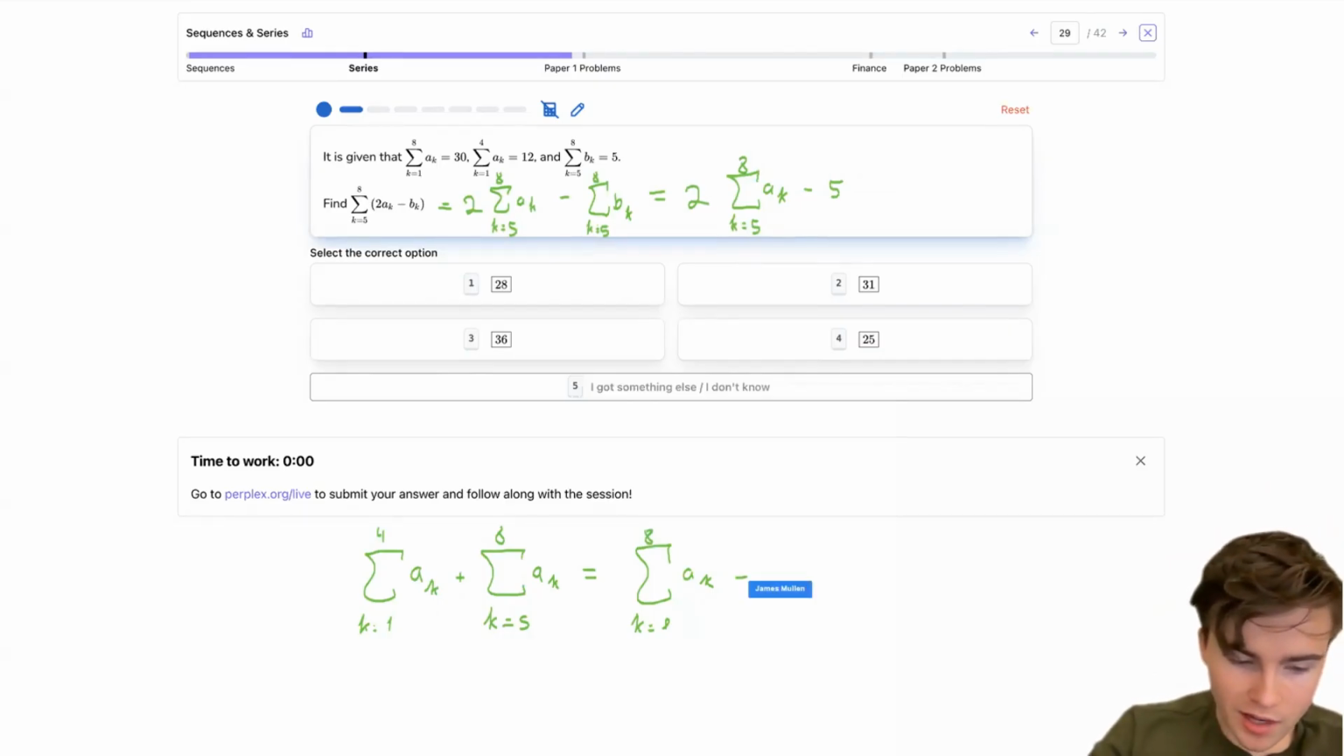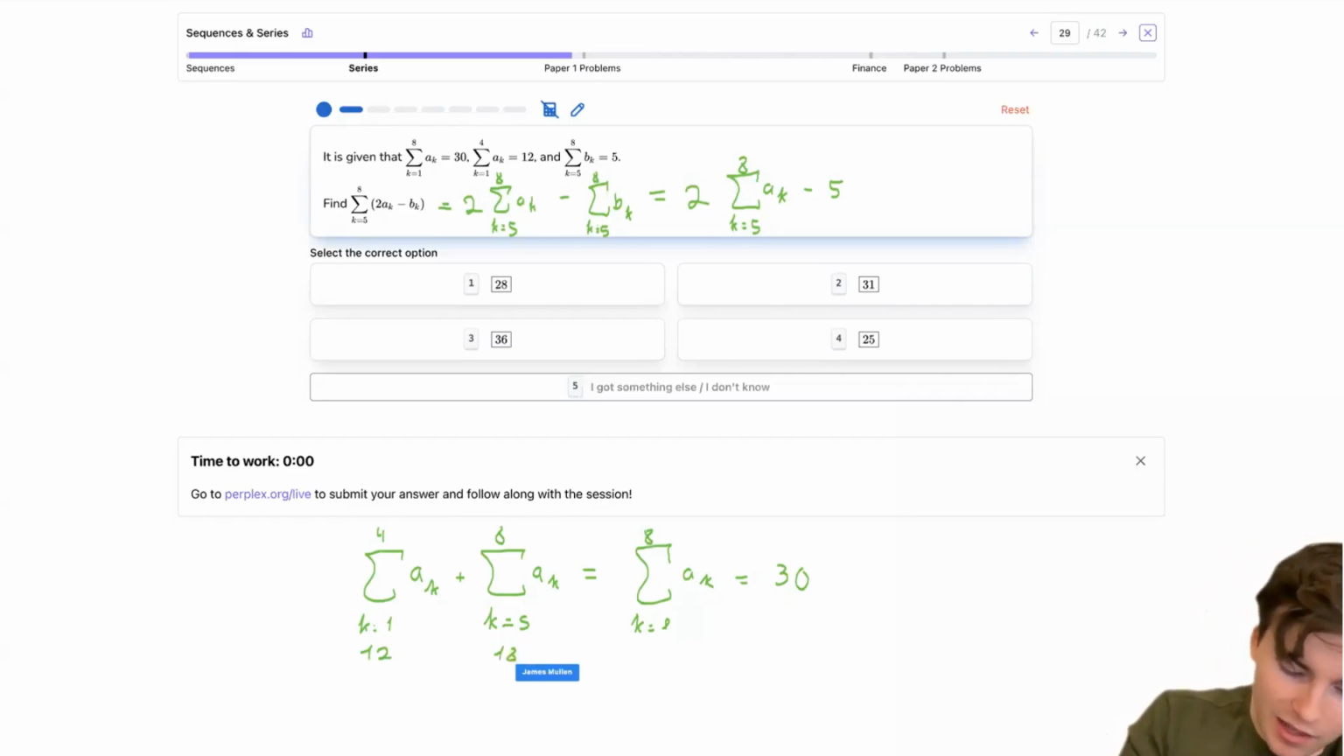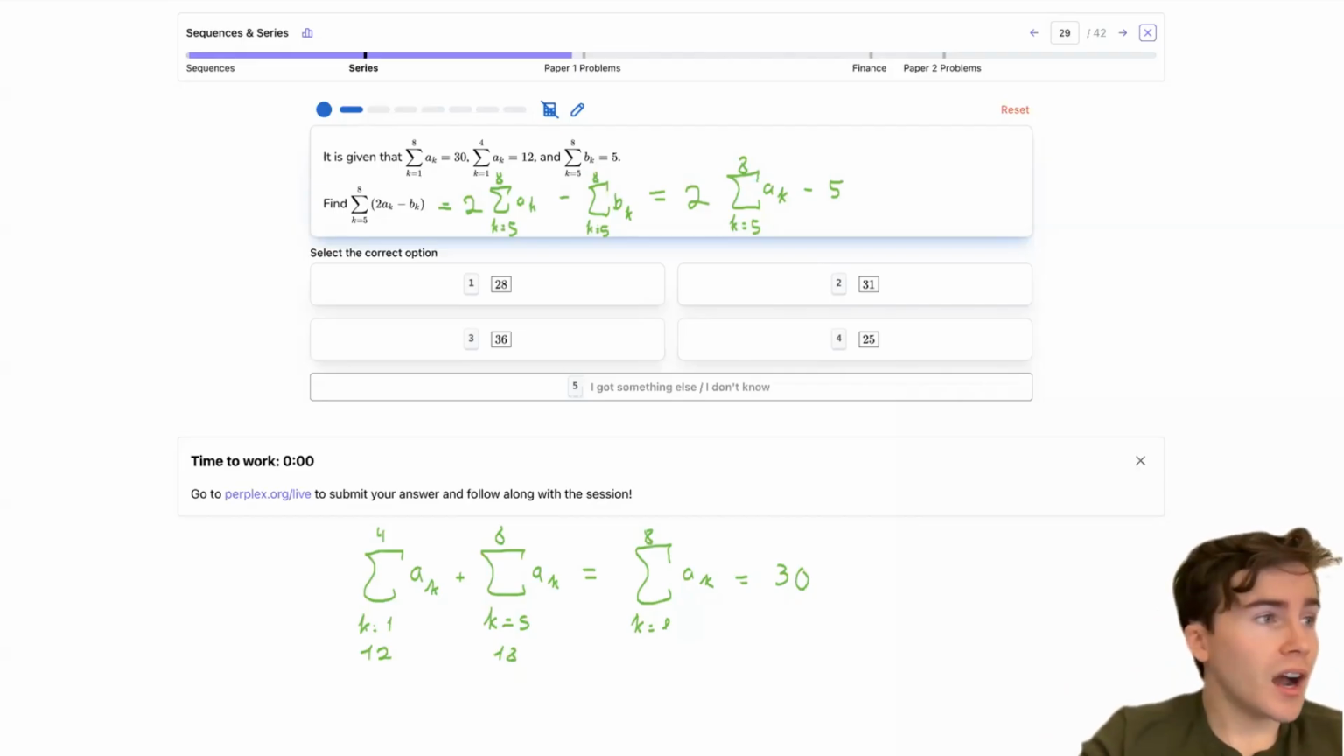And I know that the sum up to 8 is 30, and I know that this is 12, which makes this 18. The sum from k equals 5 up to 8 is 18. So I'm doing 18 times 2. That's going to give me 36 for this part here. And I'm subtracting 5, which gives me 31.